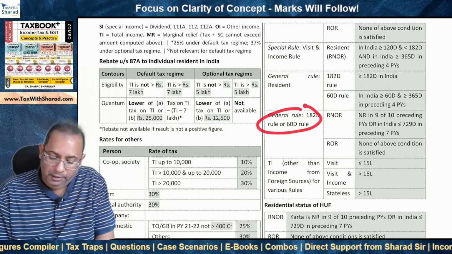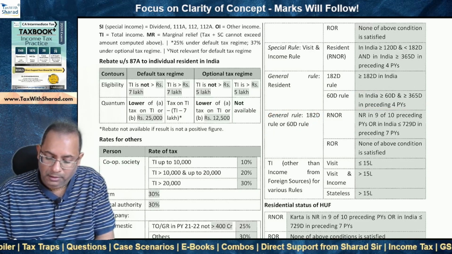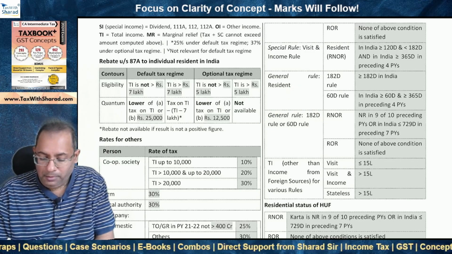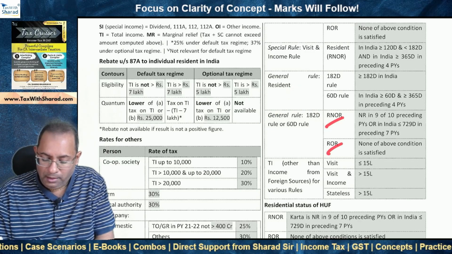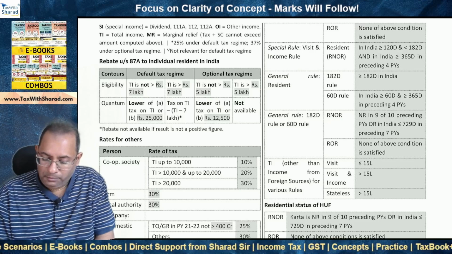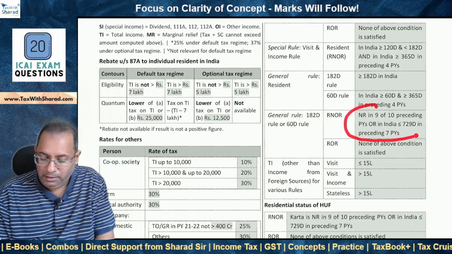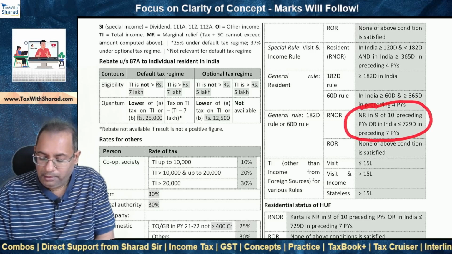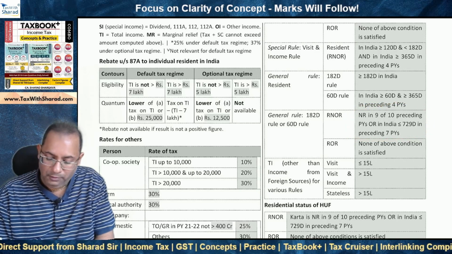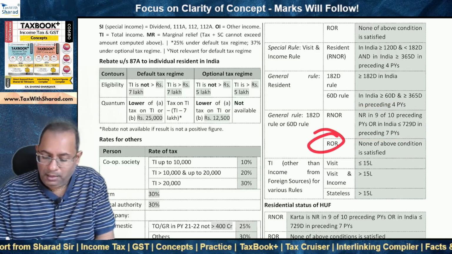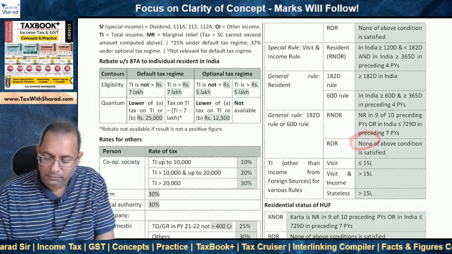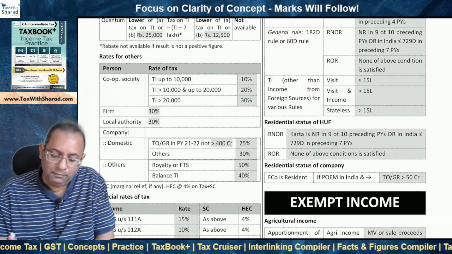Now, under the 182-day rule or 60-day rule, once the person becomes a resident, the person can now become an RNOR or ROR. The person becomes an RNOR when the person is non-resident in 9 out of 10 preceding previous years or is in India for 729 days or less in the preceding 7 previous years, and the person becomes a ROR when none of the above conditions is satisfied.